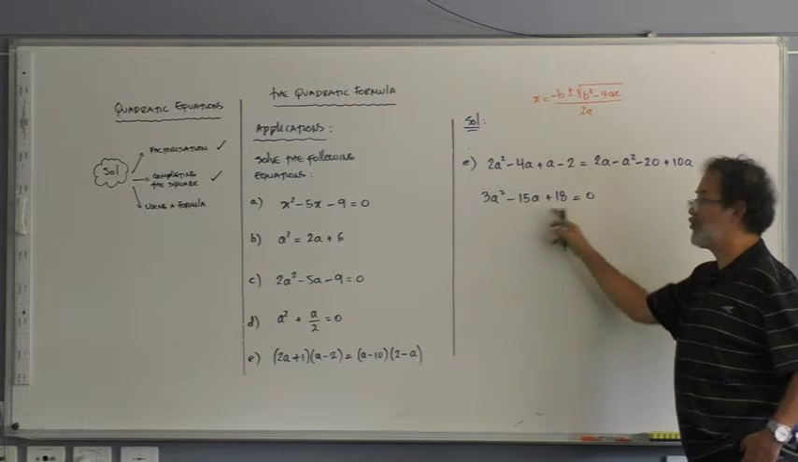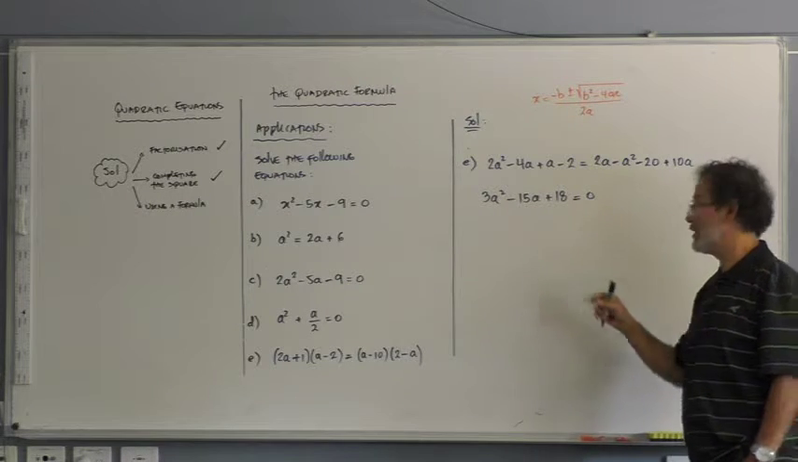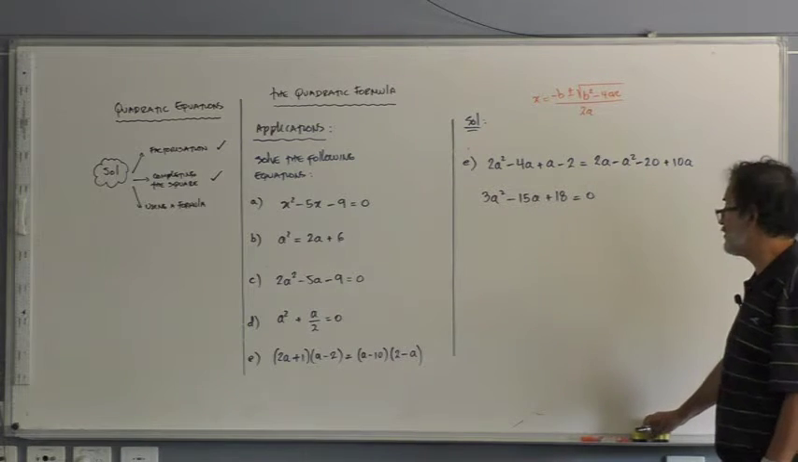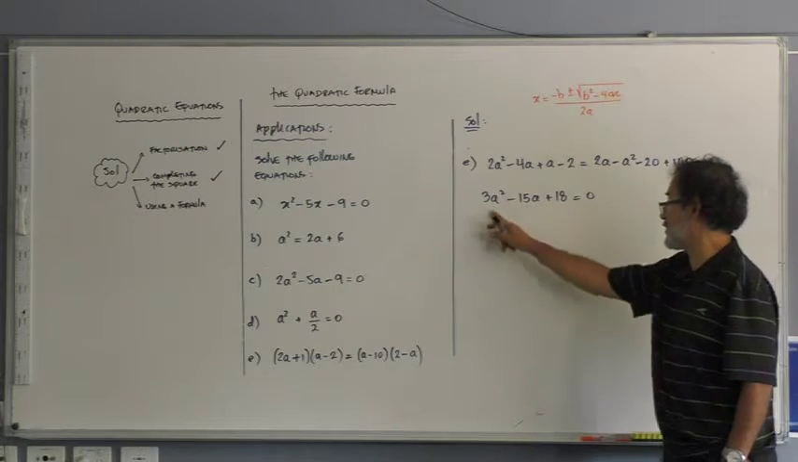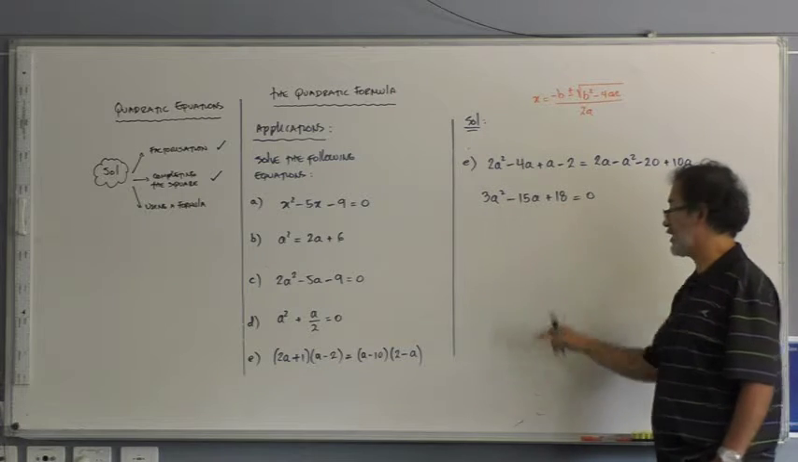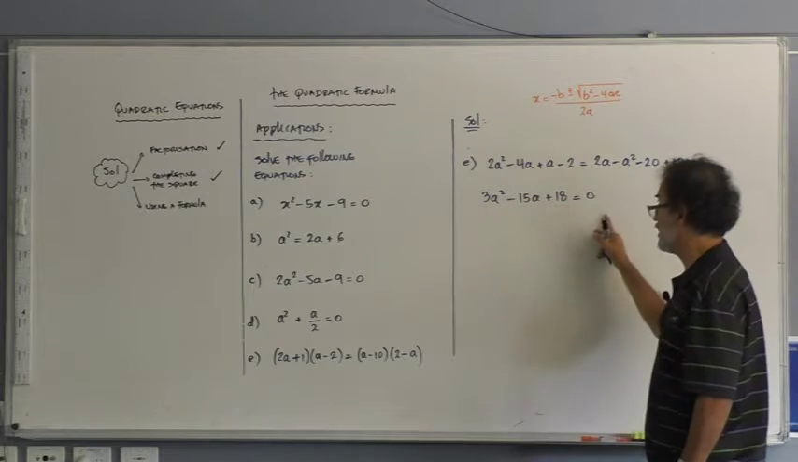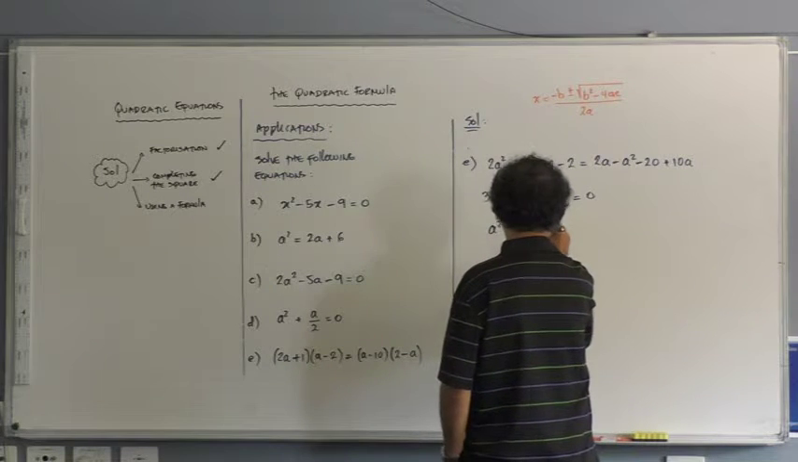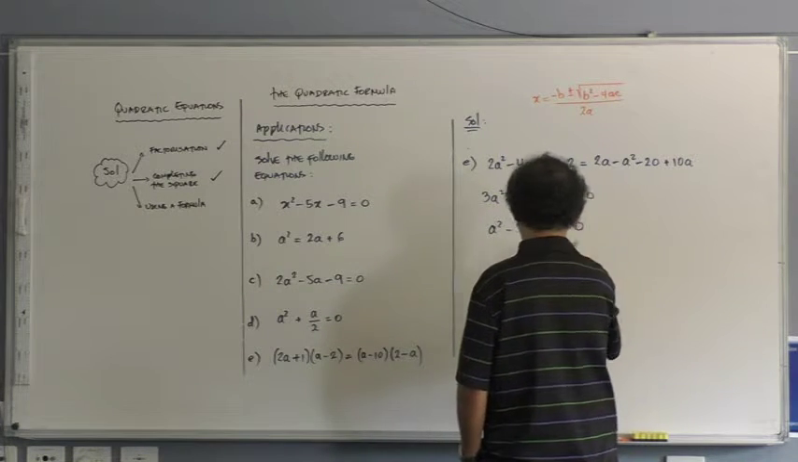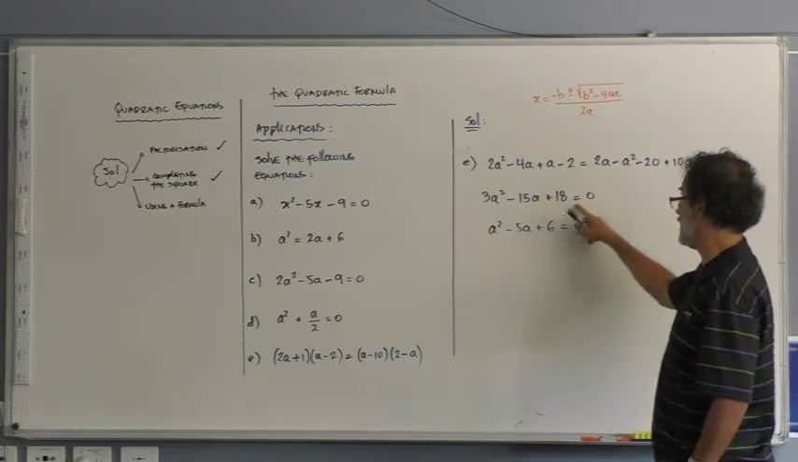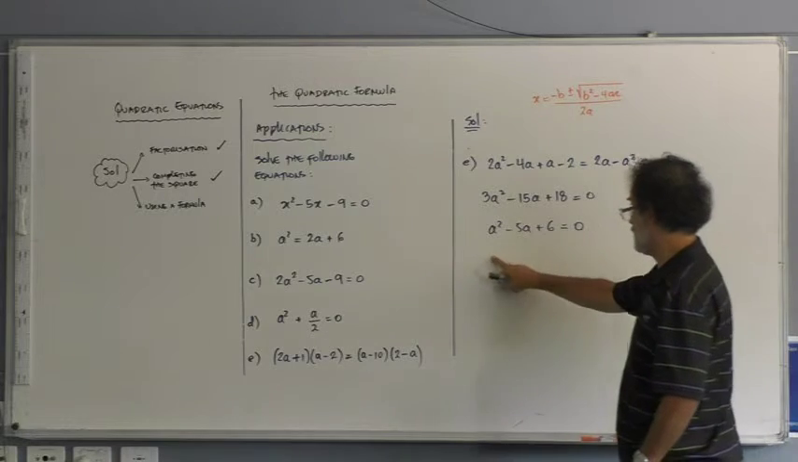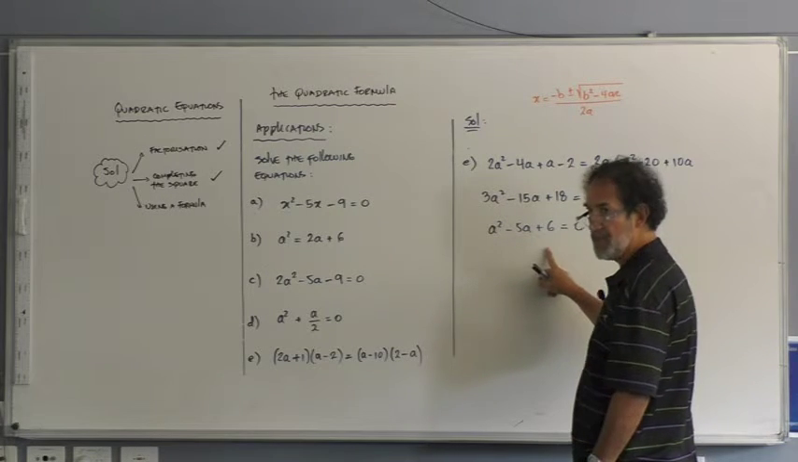Now, before you use the formula, see if we can simplify this. Do we have any common factor between 3, 15, and 18? 3. Okay, so if we divide through by 3, then you're going to have a squared minus 5a plus 6 equals 0. And obviously this one is easier to solve than that one. And then you use the formula. Okay, can you please now find the answer?